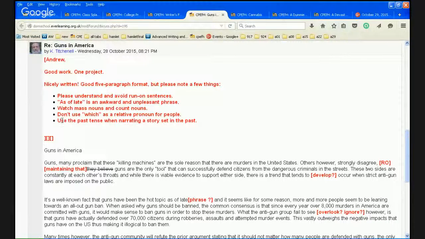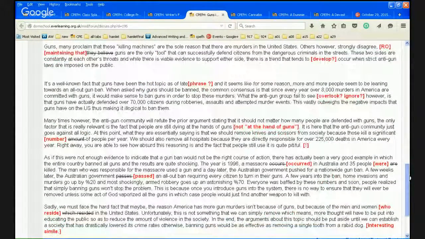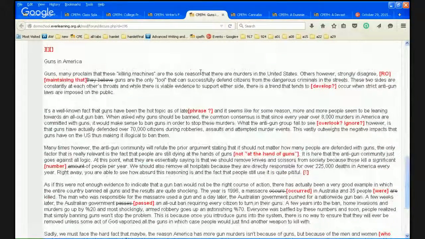Okay. You don't use the present tense when narrating a story in the past. There are exceptions to that, but you jumped into present tense when talking about something in the past here, which I thought was a bit awkward. Most of it's very good here.